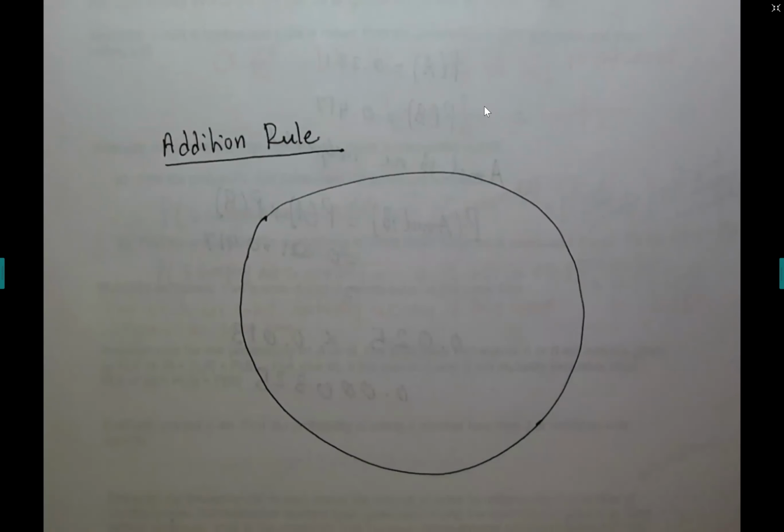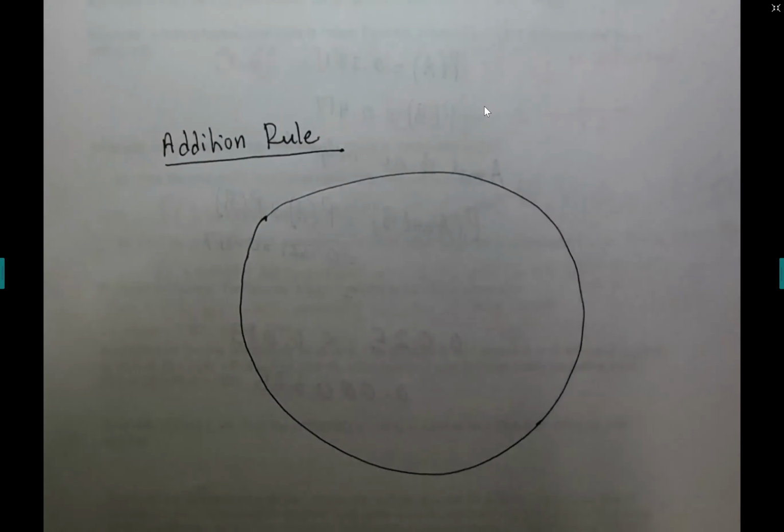If I roll 2 dice, my sample space is 36 possibilities because it's 1,1, 1,2, 1,3, 1,4. I listed them for you the last time. So the sample space is the collection of all outcomes.